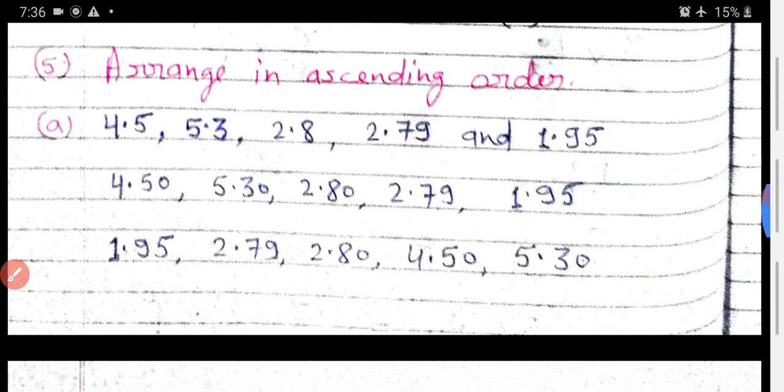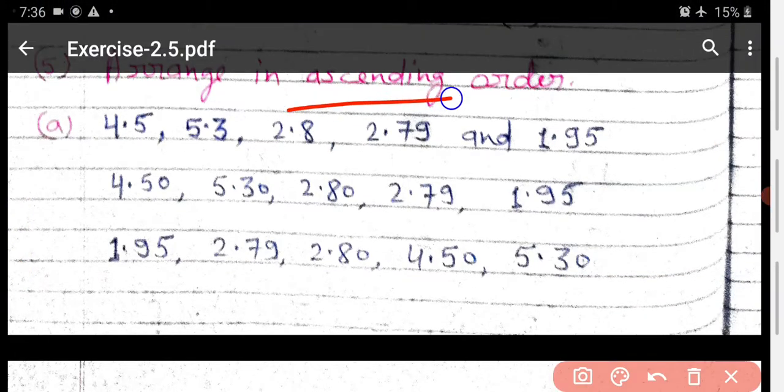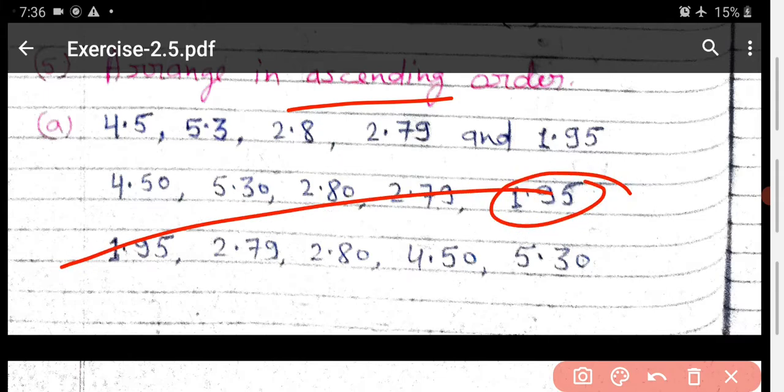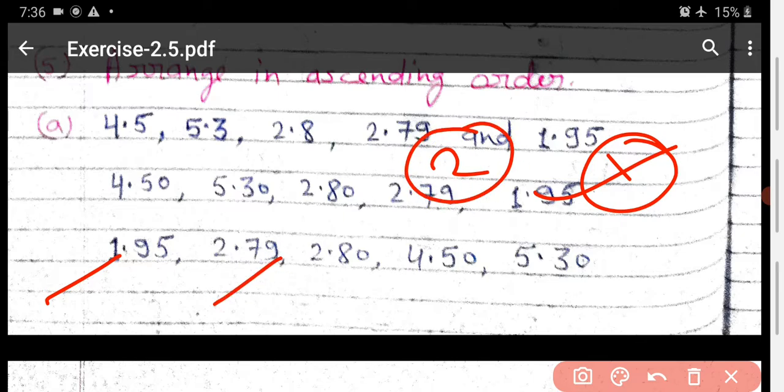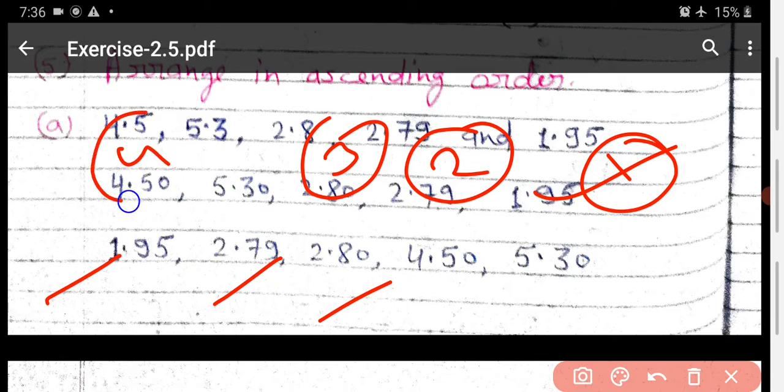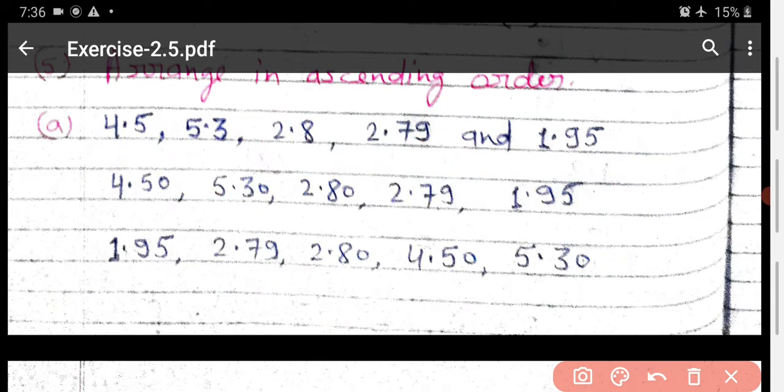Now in ascending order you have to write the small one first, right? So which one is small? 1.95. So write 1.95 first, and then the bigger one. After one you get 2.80, 2.73, 2.79, sorry. So write first 1.95, second number you have to write 2.79, third number 2.80, now fourth number 4.50 and fifth number you have to write 5.30. It is your final answer.